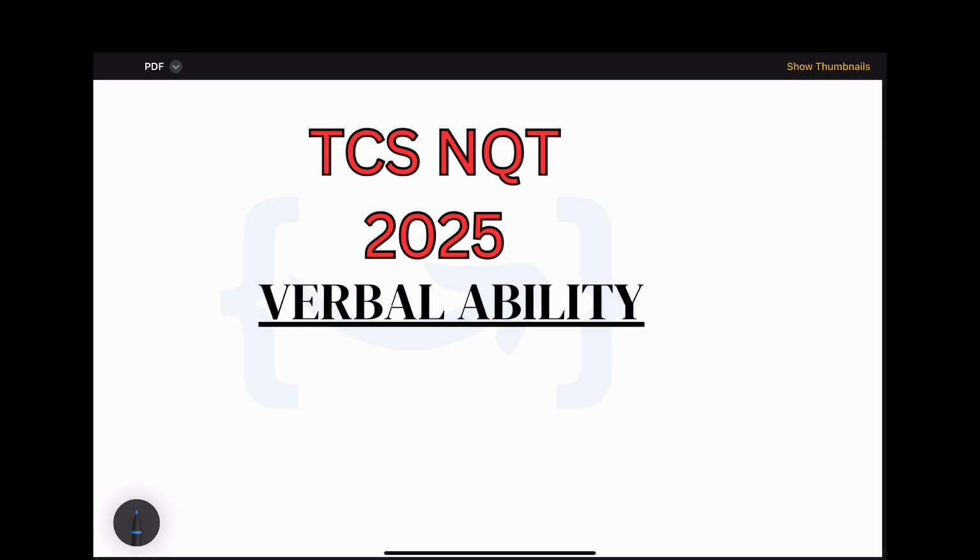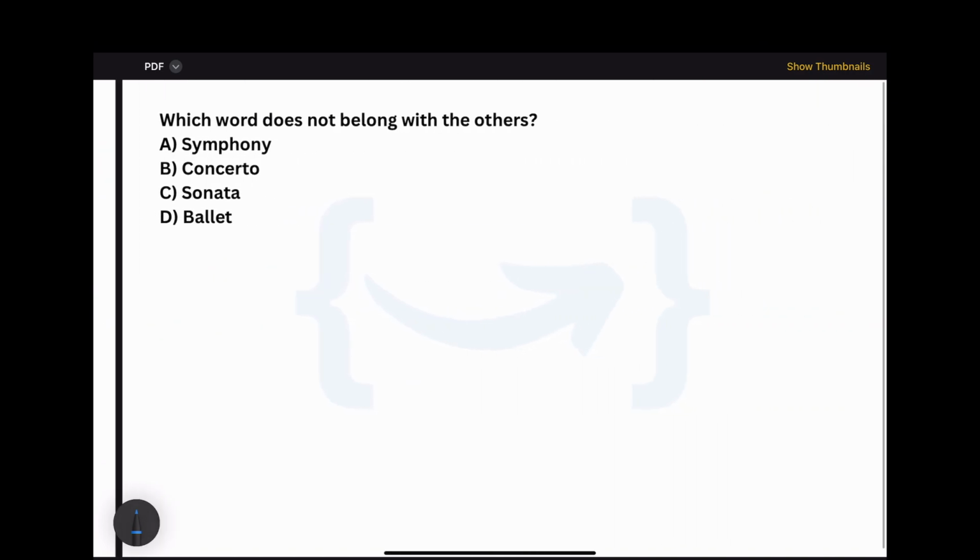Now let's talk about the verbal ability question. Which word does not belong with the others? Now this kind of question in verbal ability, I know you will be able to solve paragraph questions and jumble word questions, but this kind of question you might miss. That's why I'm covering a few. Symphony is a word which is related to music.